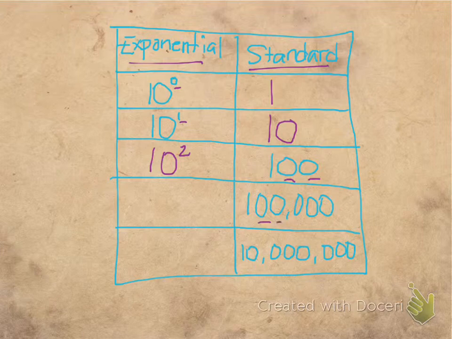100,000, we have 1, 2, 3, 4, 5 zeros, so again we know our base is 10 with an exponent of 5 for the 5 zeros. For 10 million, we have 1, 2, 3, 4, 5, 6, 7 zeros. So our base is 10. Our exponent is 7 for the 7 zeros.